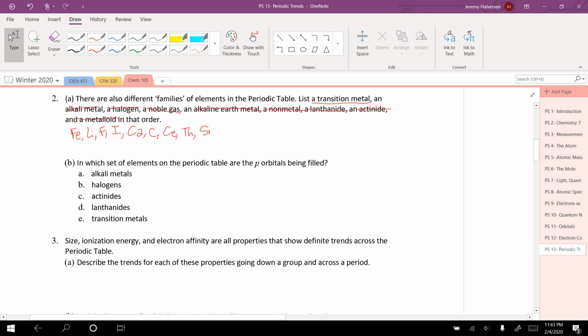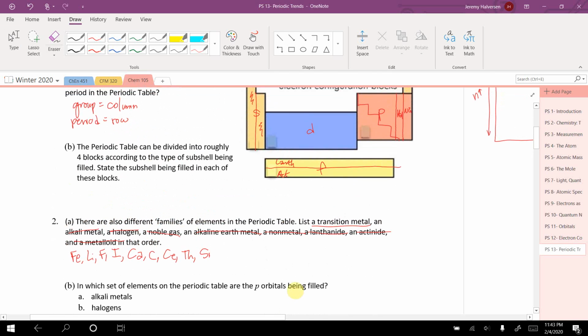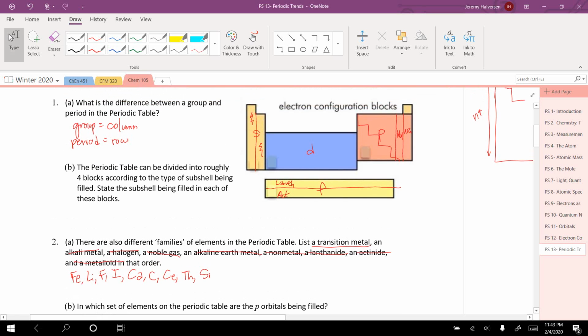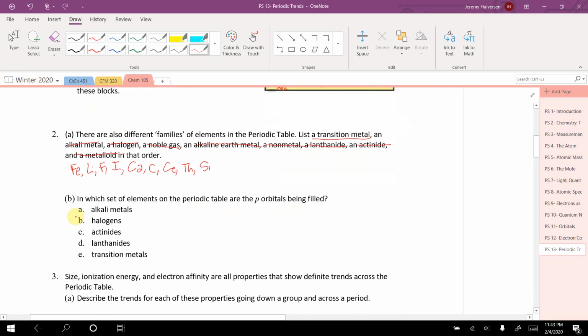In which set of elements on the periodic table are the p orbitals being filled? Alkali metals we said are here. That's s orbitals. Halogens are here. That looks like p orbitals.